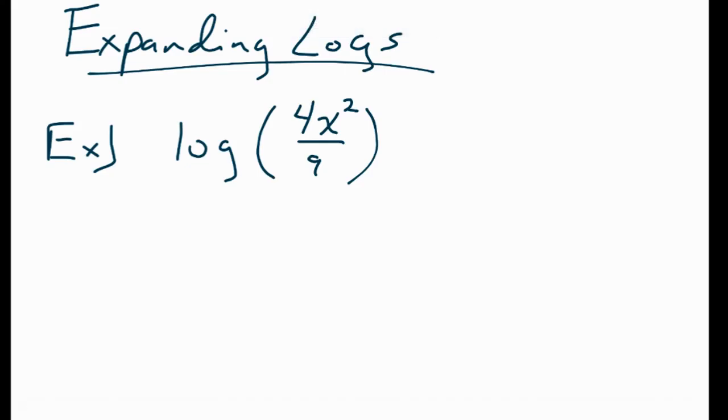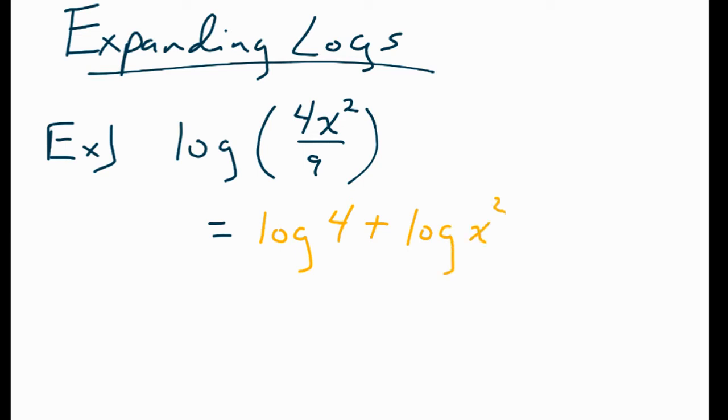Well, one thing we can do is expand logs. Now, when you expand a log, you take a single log and turn it into multiple logs. And what we have here is the log of 4x squared over 9. What I'd like you to see is that there are actually three operations. There's the multiplication of 4x squared. There's obviously the division by 9, but there's also an exponent, and that really relates to all three of our properties. So when you see the multiplication, by our first property, we can turn that into a sum. We can turn that into the addition of the log of 4 and the log of x squared.